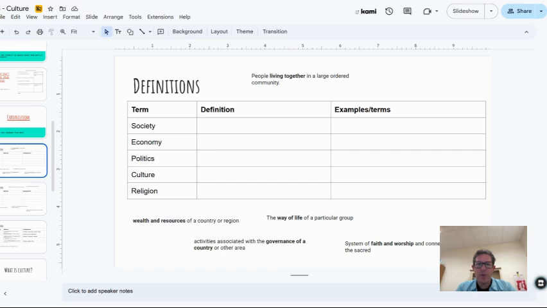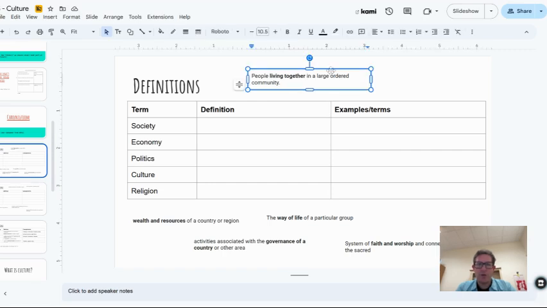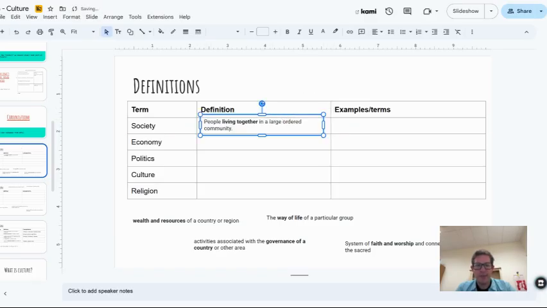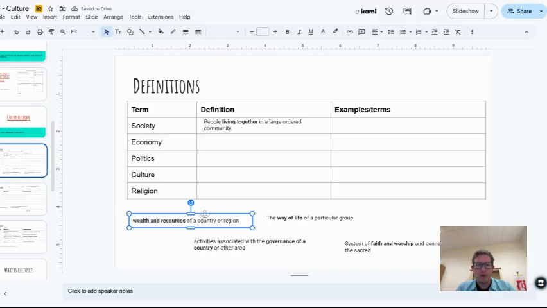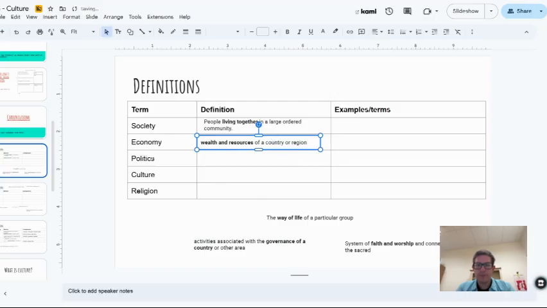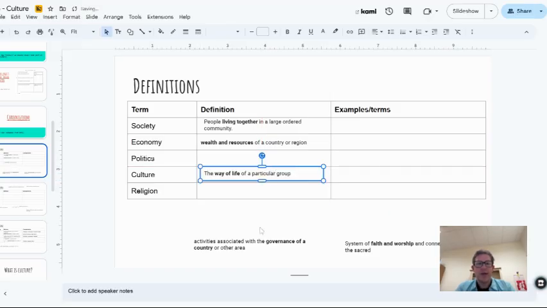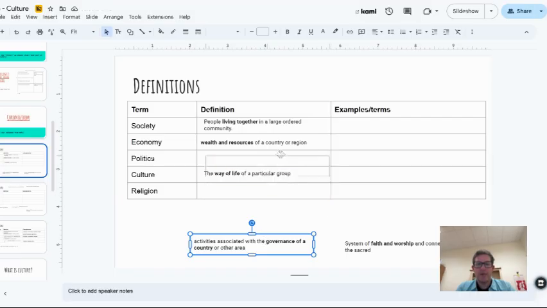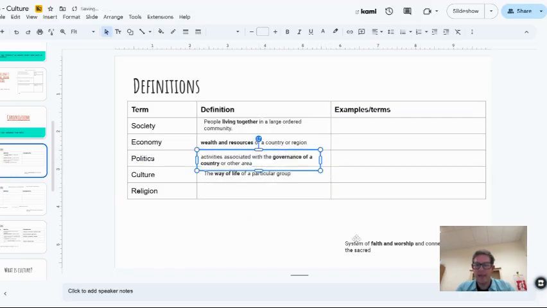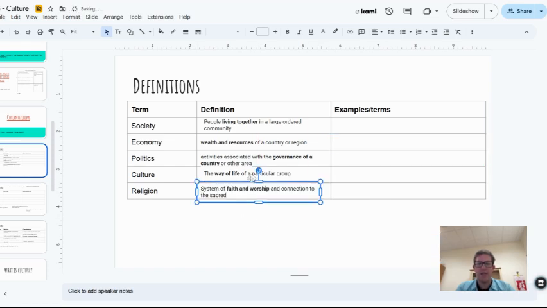Okay, so people living together in a large ordered community, that I'm going to slide in, would be society. Wealth and resources would be economy. The way of life of a particular group is culture. Activities associated with governance of a country or place is politics. And lastly, system of faith and worship and morality is religion.